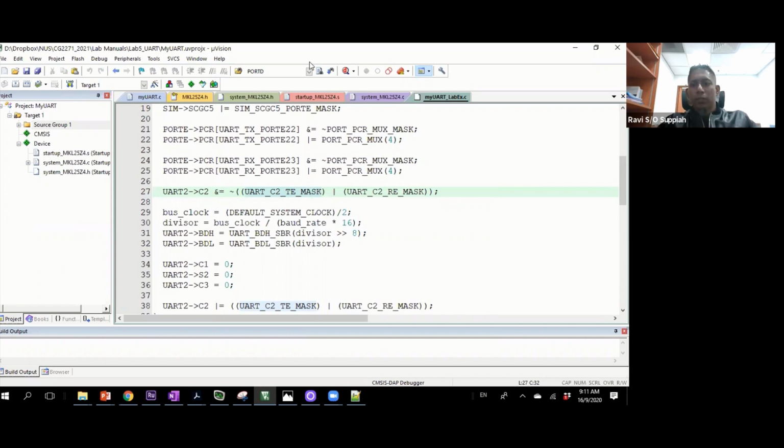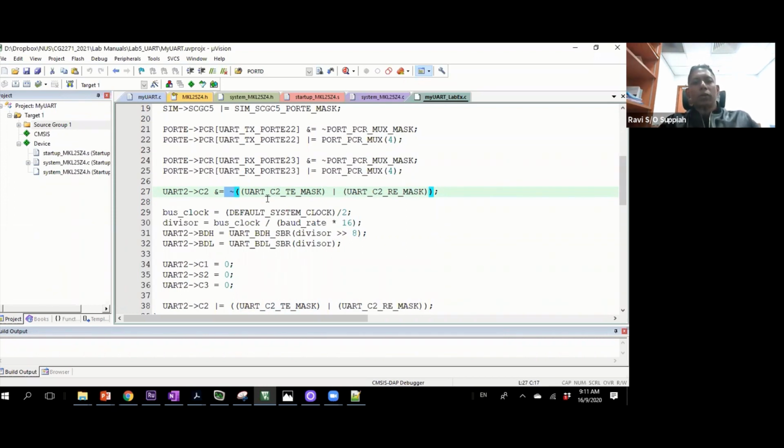Okay, so most of you have got that. So we are now disabling it. We're not enabling it, because we are writing the complement. So currently we are clearing both the TE and RE. Why you want to do that is because we are now setting up the module.